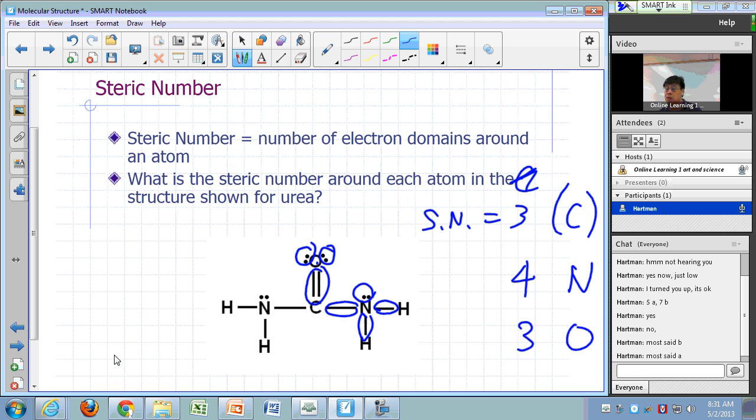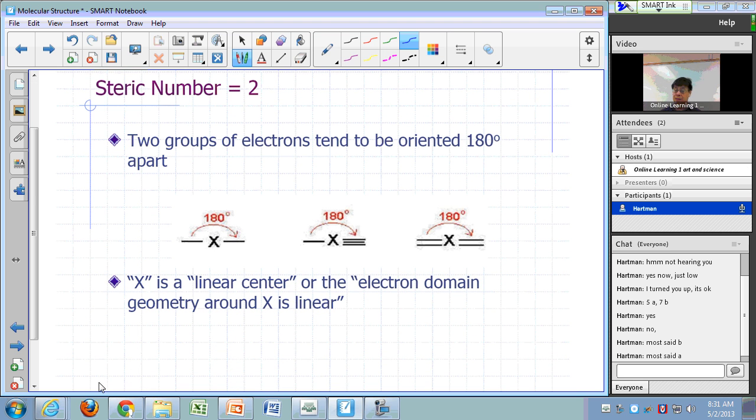And VSEPR says those electron domains will have to try to stay as far away from each other as possible. So what if you only have two groups of electrons sticking out of an atom? Then you can predict the shape of the molecule, because those two groups are going to be pointing in opposite directions. So they're going to be 180 degrees apart. So if you have a molecule that has two single bonds only and nothing else, then those two single bonds have to be oriented as far away from each other as possible. Or if you have a single bond and a triple bond, or two double bonds, okay, if those are the only groups sticking out of an atom, those two groups have to be 180 degrees apart. So we say that if the steric number for an atom is 2, it's a linear center. It's a straight line between those two groups. Okay? And the electron geometry, the domain geometry around X, is linear.